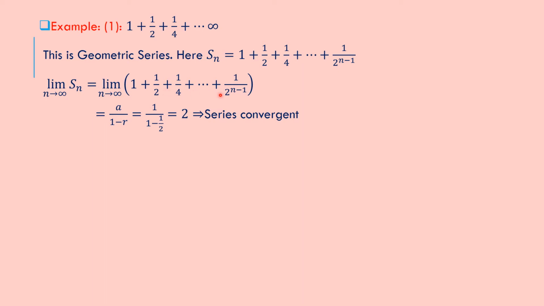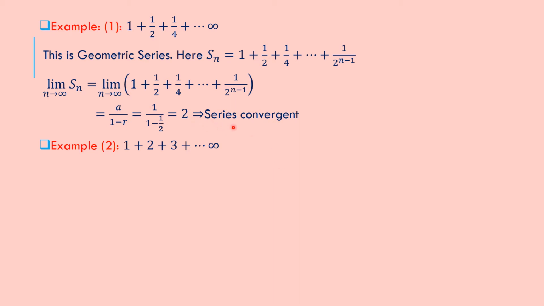We have a formula for the sum to infinite terms of a GP, that is a by 1 minus r. Here a is the first term, r is the common ratio. That means 1 by 1 minus 1 by 2. Simplifying, we get 2. So 2 is a finite quantity, therefore we say that the series is convergent.